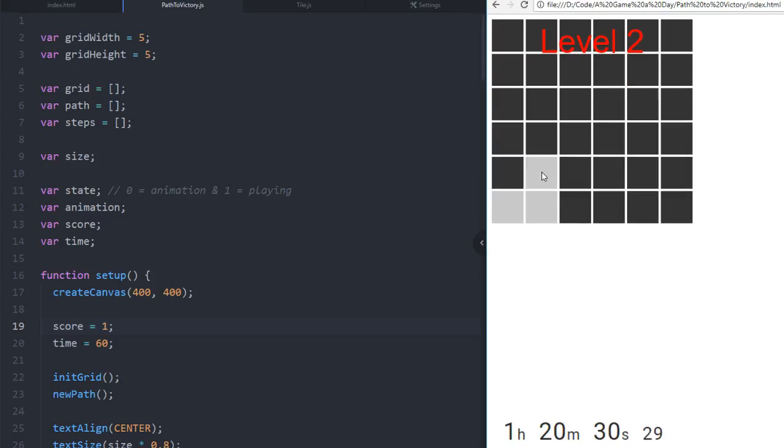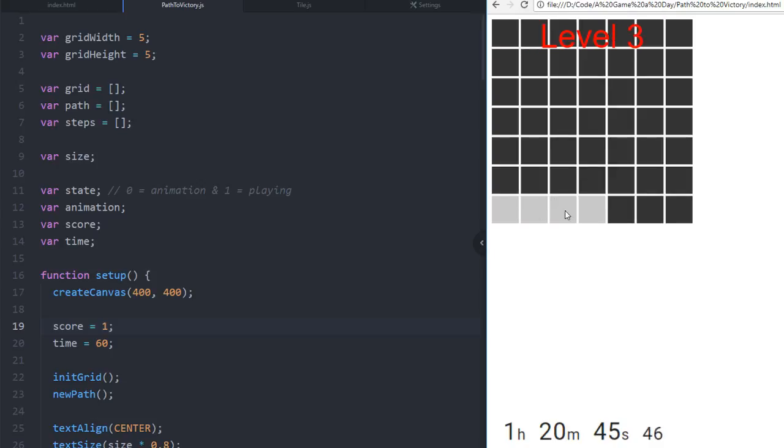Okay, level 2. Oh gosh, this is a difficult one. Yes. 3, up to left, up here, yes. No, I could have made it to level 4 just then. But yeah, that's about all.